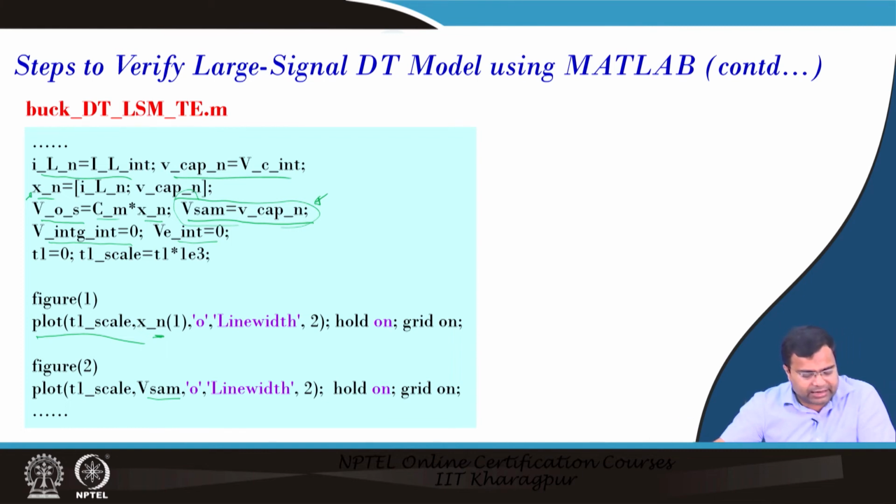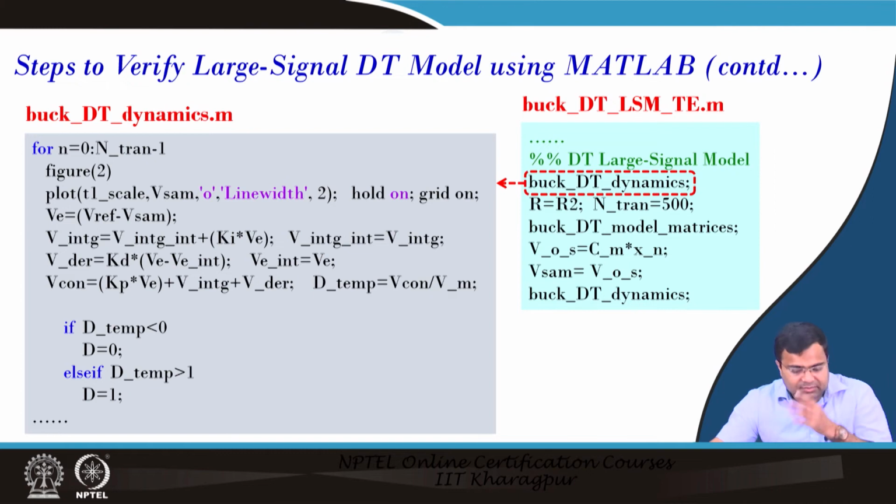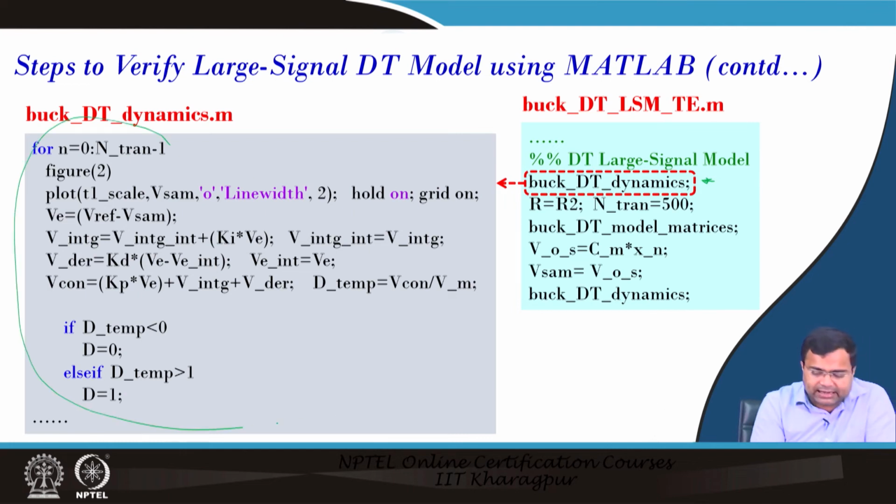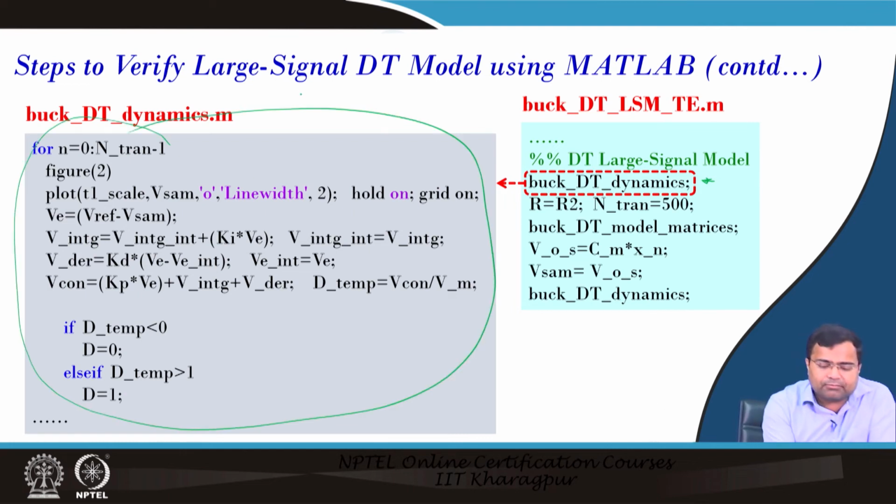So, here we can take, and then what will happen? Once the matrices are defined, based on the load resistance, it will run the loop, which is a buck discrete time dynamics. So, this is the model and the detailed code is there. It will enter into a loop and run for a total of n turn number of cycles. So, it will start from 0 to n turn minus 1.